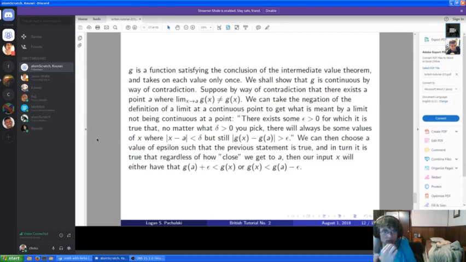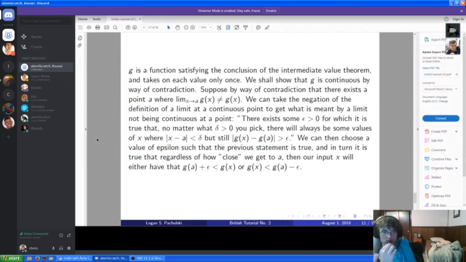We shall show that g is continuous by way of contradiction. Suppose by way of contradiction that there exists a point a where the limit of g of x as x goes to a does not equal g of a. We can take the negation of the definition of a limit at a continuous point to get what is meant by a limit not being continuous at a point.